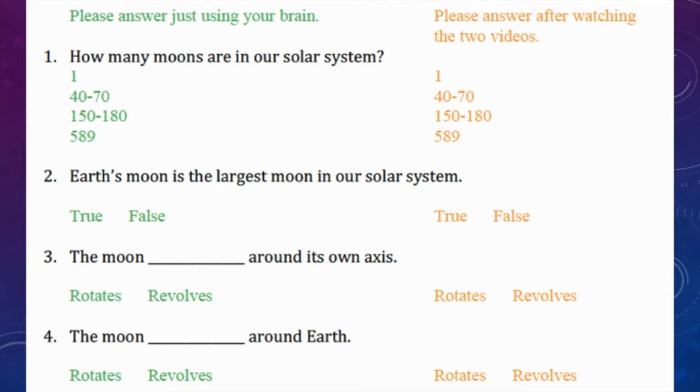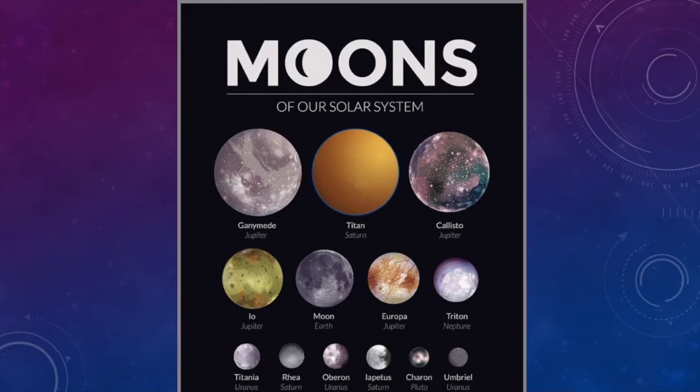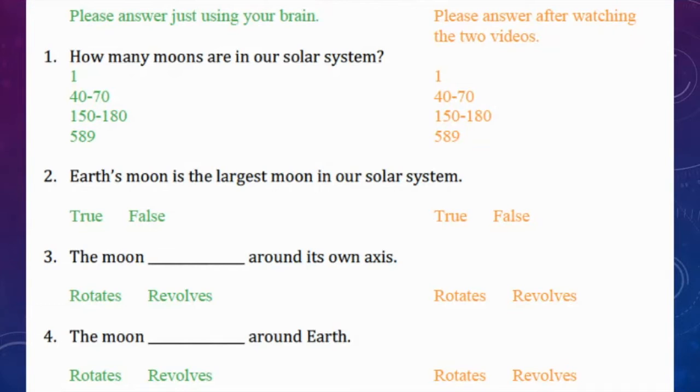Questions 1 and 2. 1 asks how many moons approximately are in the solar system, and 2, true or false, the Earth's moon is the largest in the solar system. That was answered in a video. We can take a look at this picture. We can clearly see that Earth's moon is not the largest in our solar system, and not pictured here are a lot of other moons that we know of in the solar system. There are approximately 150 to 180 moons in the solar system, and so question 2 is also false. There were 4 moons that are larger than Earth's moon.